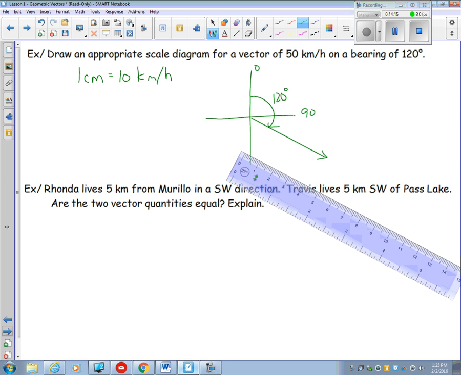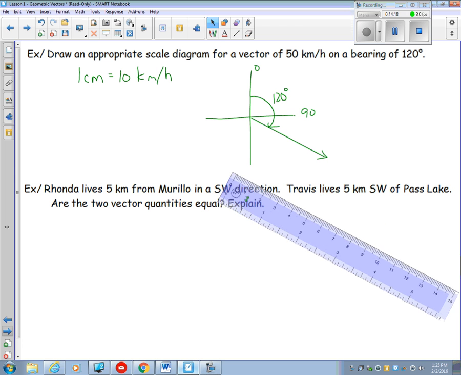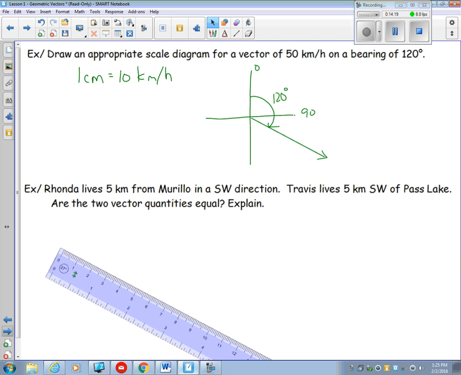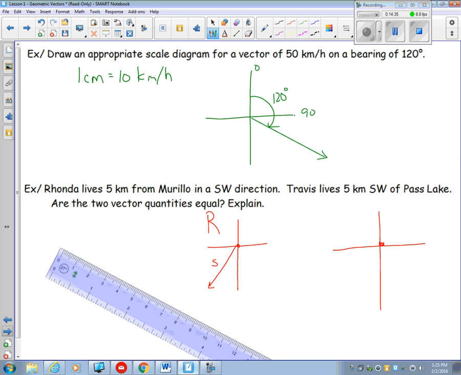Okay, last one. We've got Rhonda. She lives 5 kilometers from Murillo in a southwest direction. So Rhonda, southwest, 5 kilometers. This is Rhonda. Okay, and we have Travis. He lives 5 kilometers southwest of Pass Lake. This is Travis, 5 kilometers southwest.